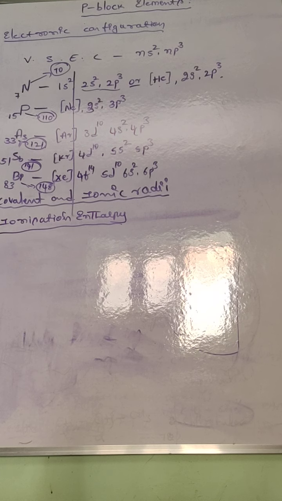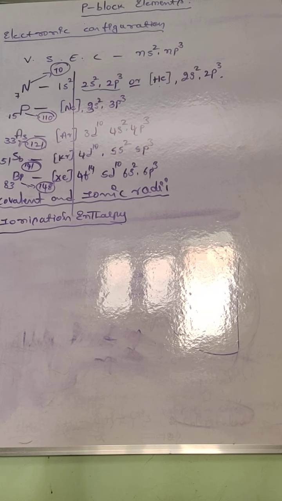According to periodic trends, ionization enthalpy decreases down the group, but increases along the period. As we go down the group, the size of an atom increases. When the size increases, with the decrease in nuclear charge, it is easier to remove the electrons present in the outermost shell.